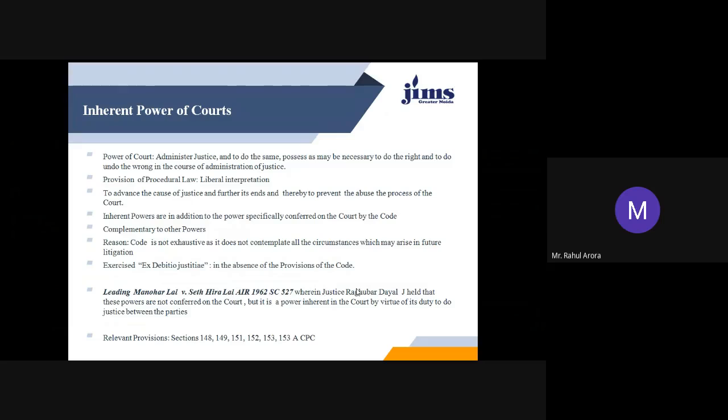From the above, what I have stated, we may conclude that the provisions of the procedural law are to be liberally construed and thereby to advance the cause of justice and further its ends, and thereby to prevent the abuse of the process of the courts. Furthermore, inherent powers are in addition to the power specifically conferred on the court by this code.